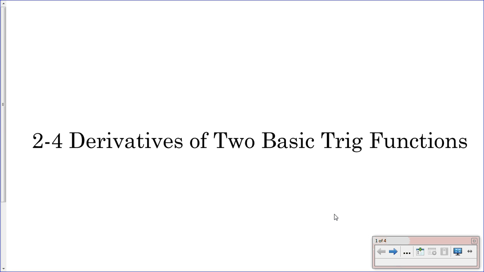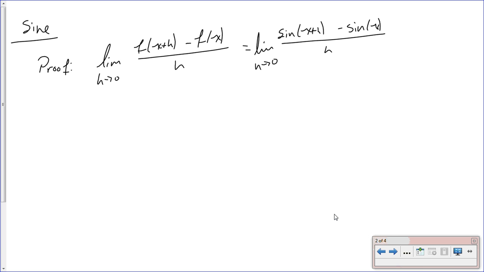2-4, derivatives of two basic trig functions. So the first one we're going to talk about is the sine. All right, what is the derivative of sine? So our proof, if you remember, to find a derivative, it's the limit of f of x plus h minus f of x over h. So that would equal the limit as h approaches 0 of the sine of x plus h minus the sine of x all over h.